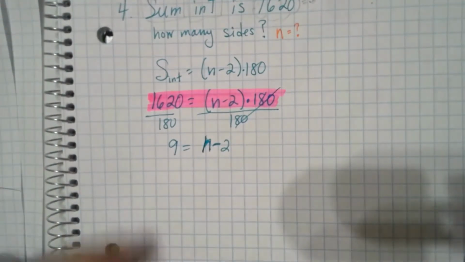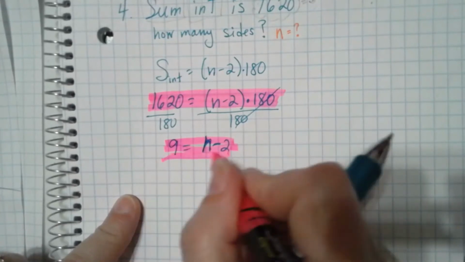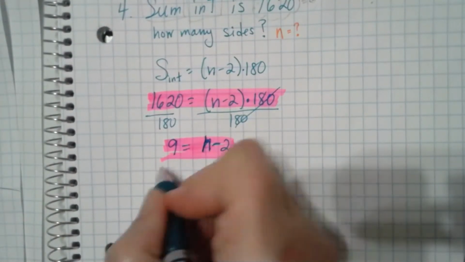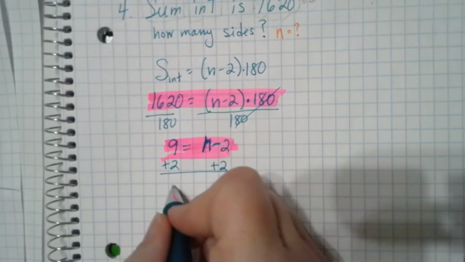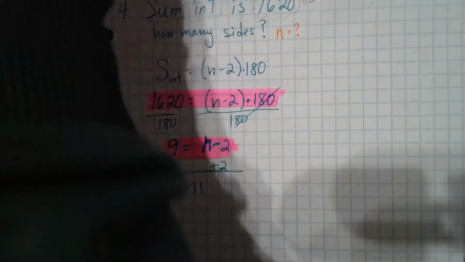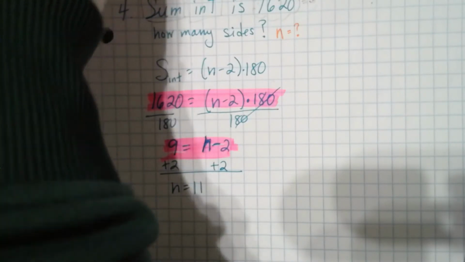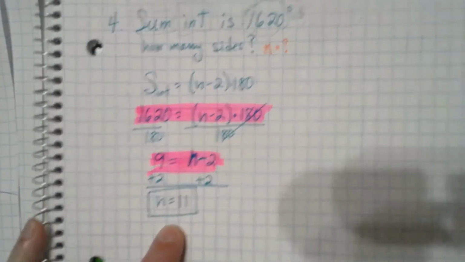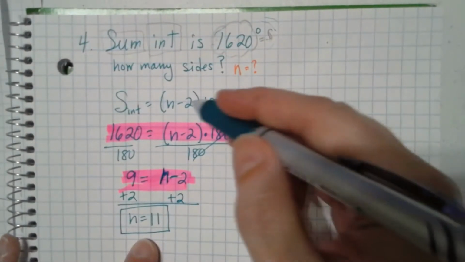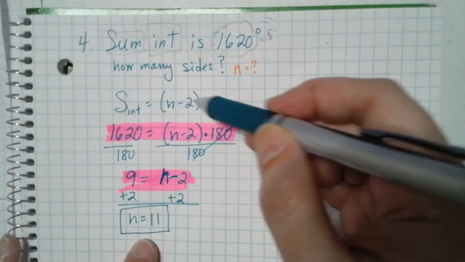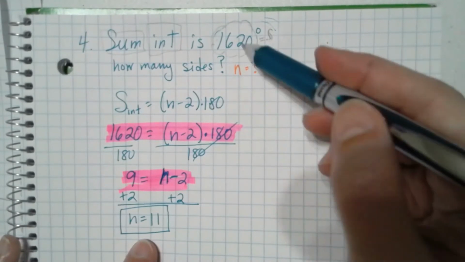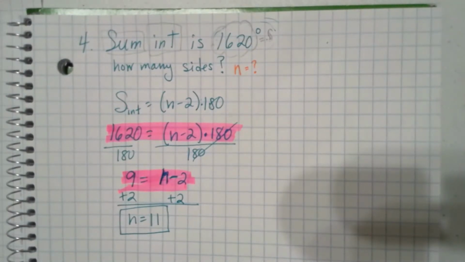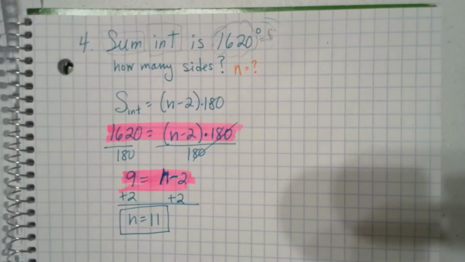Okay. So again, this becomes our equation that we're solving. 9 equals what number minus 2. The opposite of minus 2 is add 2. So n is going to be 11. n is 11. So an 11-sided figure, if we plug 11 back into this equation, 11 minus 2 times 180, that would give us 1,620 for the sum of that. Okay?